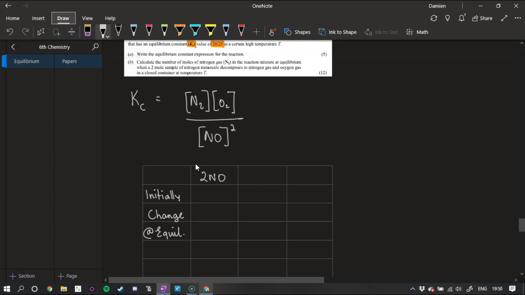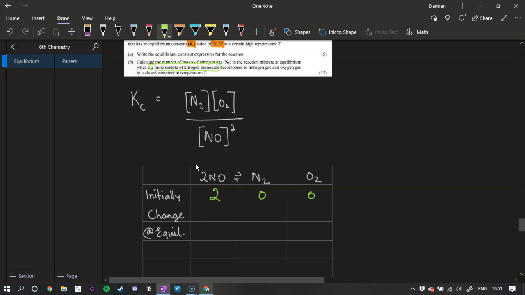So we've got 2NO, and that's the start, and then our equilibrium symbol, we've got N2 and O2 here, and we've got to fill in our initially. According to the question, we have a 2 mole sample of nitrogen monoxide decomposes. So we're starting with 2 moles initially, so we can put in 2 there. And again, initially we have 0 here and 0 here. We've nothing at the start.